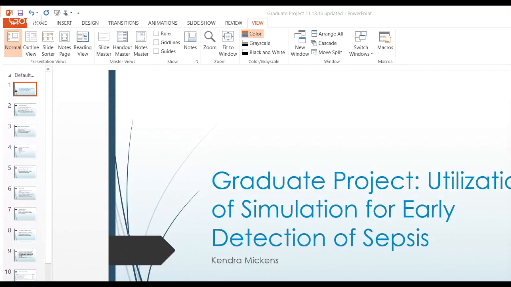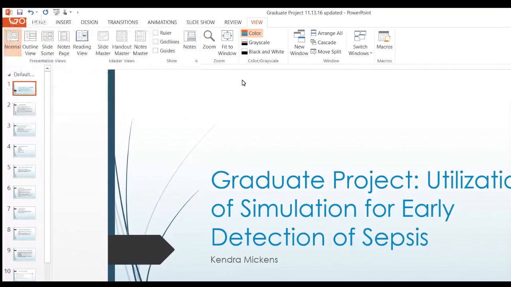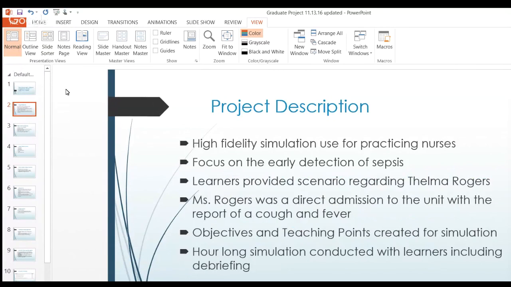Hello, everyone. I'm presenting my project tonight, which is my graduate project, Utilization of Simulation for Early Detection of Sepsis. My project sought to incorporate simulation use as a means of educating nurses and allowing facilitation of learning.